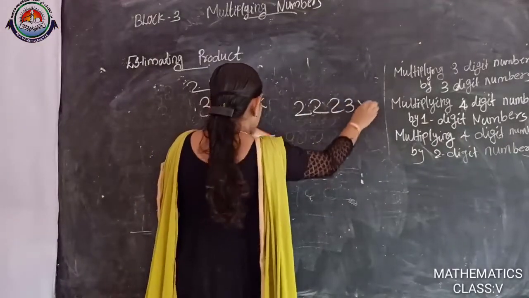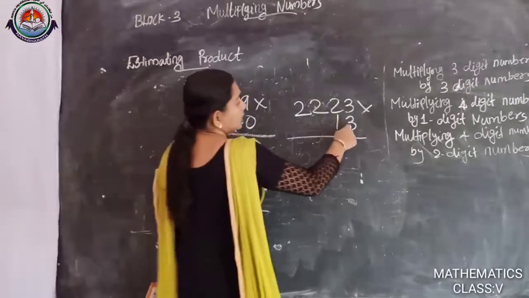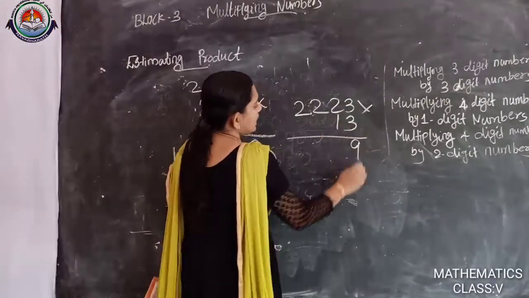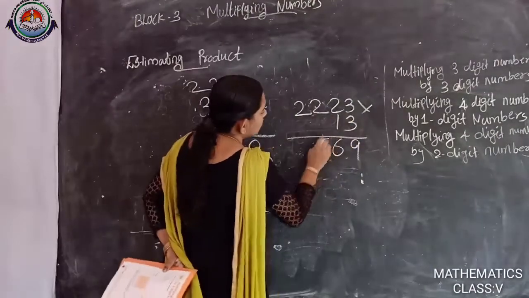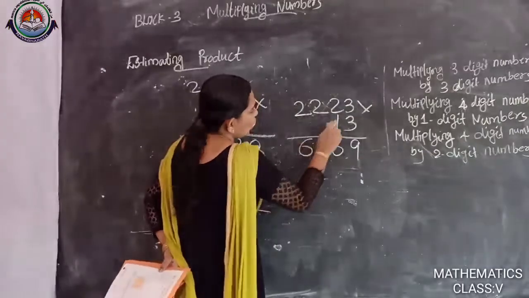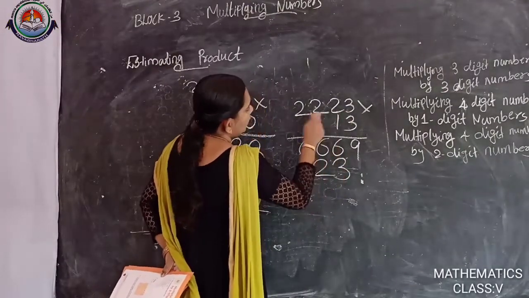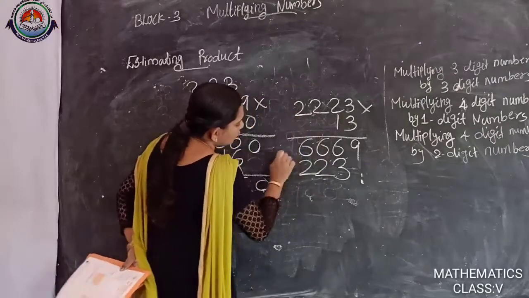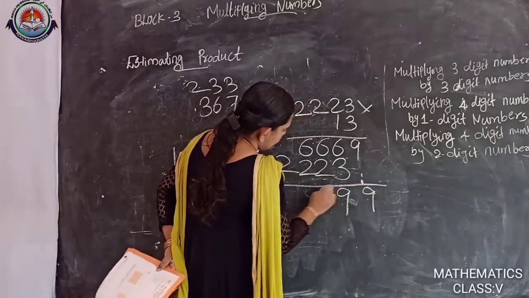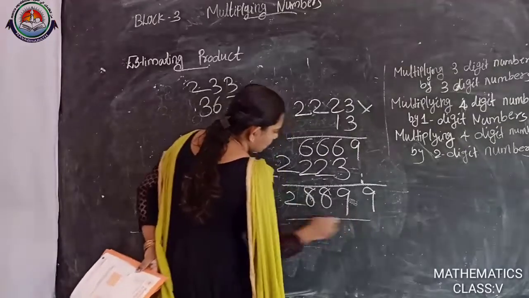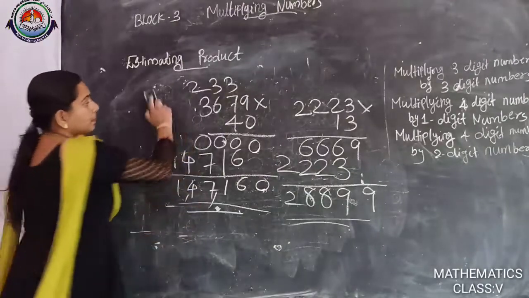Then second question, multiply 2,223 into 13. 3 into 3, 9, not right, 6. 2 into 3, 6. 1 into 3, 3. 1 into 2, 2. 9, 9, 8, 8, 2. 28,899 is the answer.